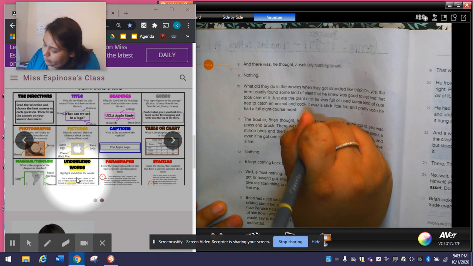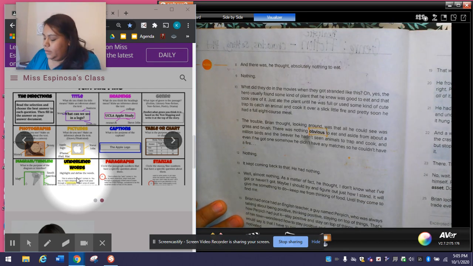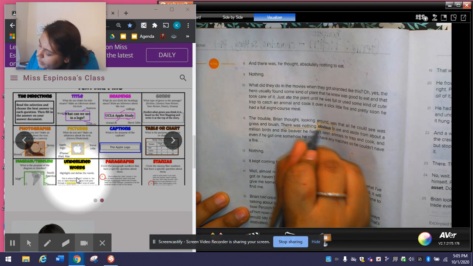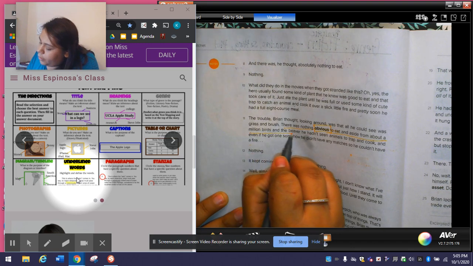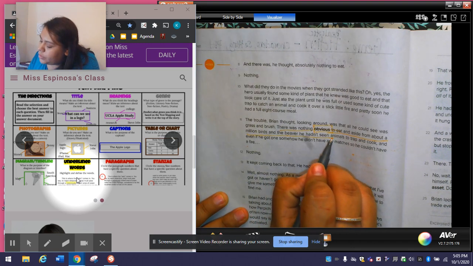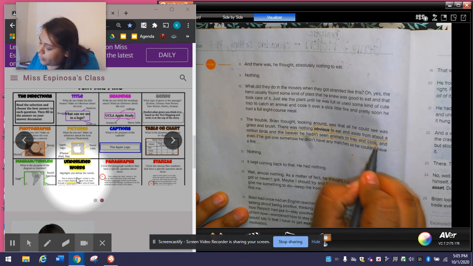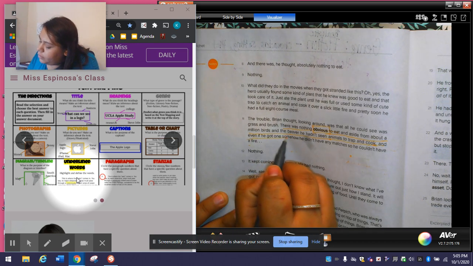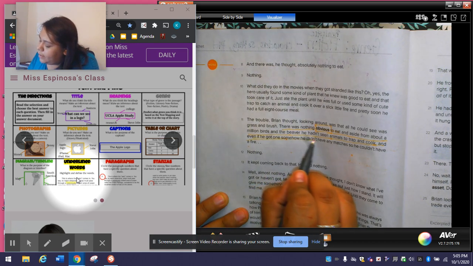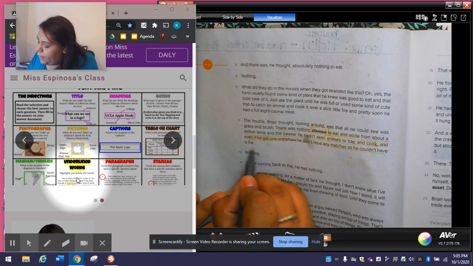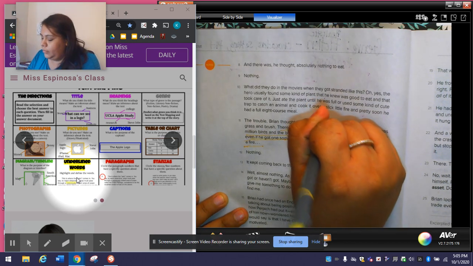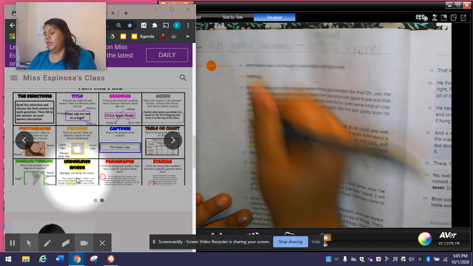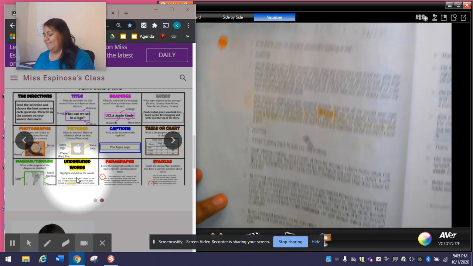Our word is obvious. There was nothing obvious to eat, and aside from about 1,000,000 birds and the beaver, he hadn't seen animals to trap and cook. Ew. And even if he had got one, somehow he didn't have any matches, so he couldn't have a fire. Okay. My word is obvious.